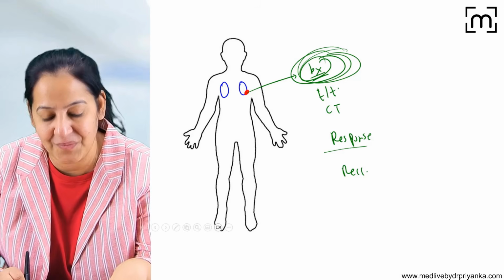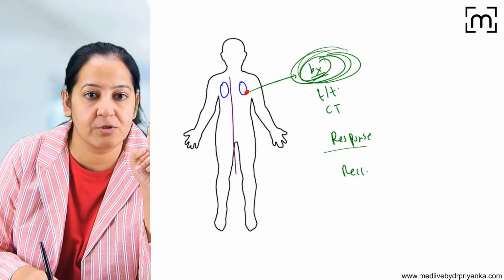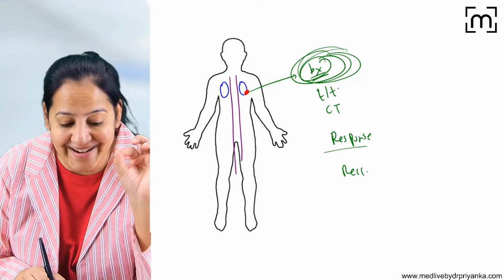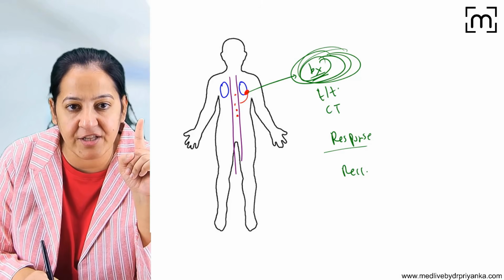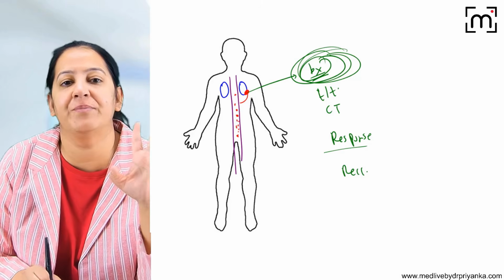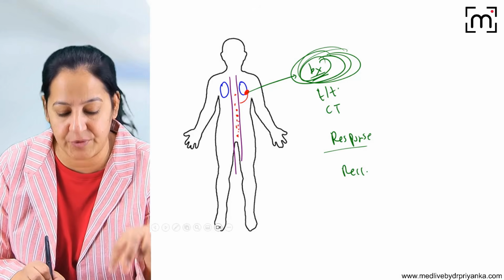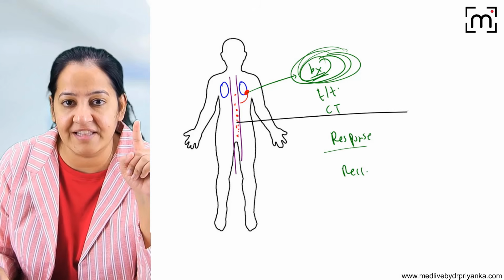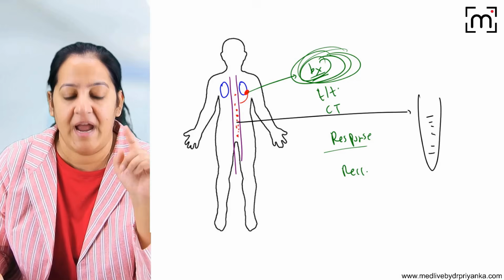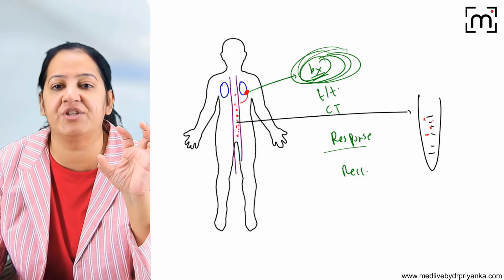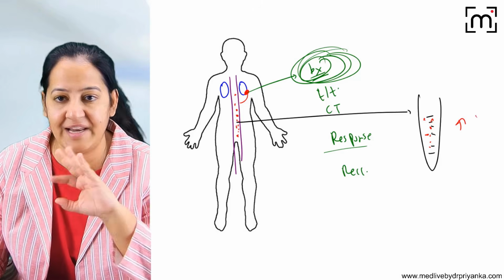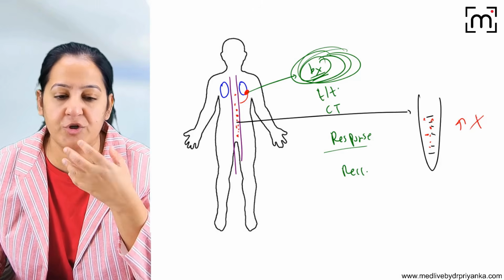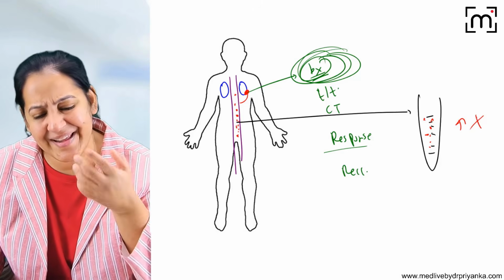What is a tumor marker? Many tumors, not all, many tumors secrete a certain antigen or protein in the blood. We collect the blood sample in a test tube and look for that particular antigen or protein in the blood. If it is elevated, we will assume the tumor is there. If it is not elevated, it's normal, we will assume the tumor is not there. Got my point? So it's a very easy test.